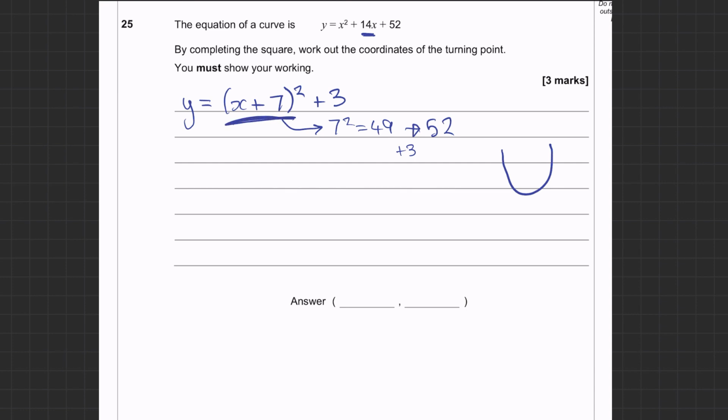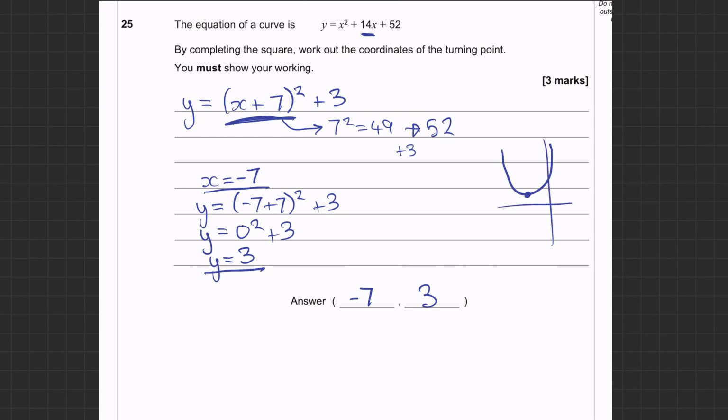And to do that, you've got to say, well, x equals minus 7, and then input that, and you'll have y equals minus 7 plus 7 squared plus 3. Minus 7 plus 7 is 0, so y is 0 squared plus 3, so y equals 3. So when x is minus 7, y equals 3. So at the coordinate minus 7, 3, that's the turning point, which is here. On the graph, it'll look something a bit like this.